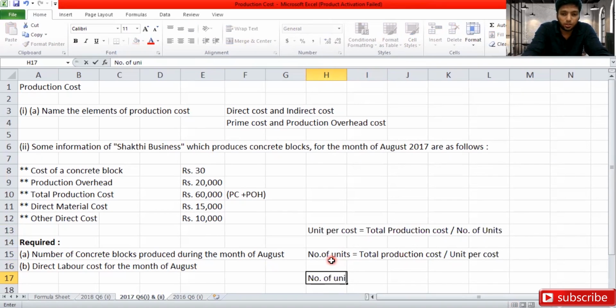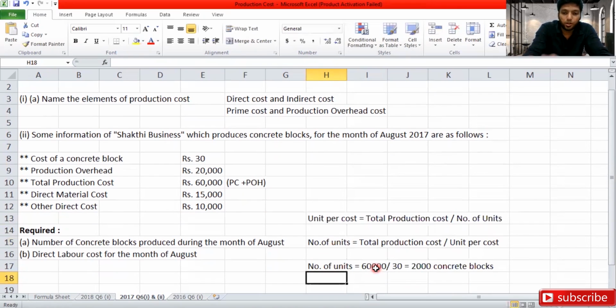So let me find it for you. Total production cost is given here as 60,000, divided by unit cost, which is 30 for one concrete block. So 2,000 concrete blocks is what they have produced. I hope you understood the A part.